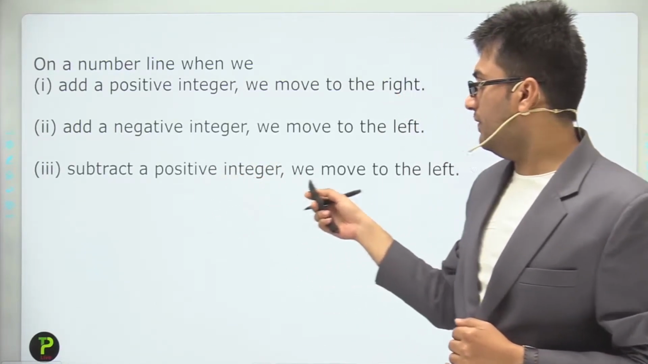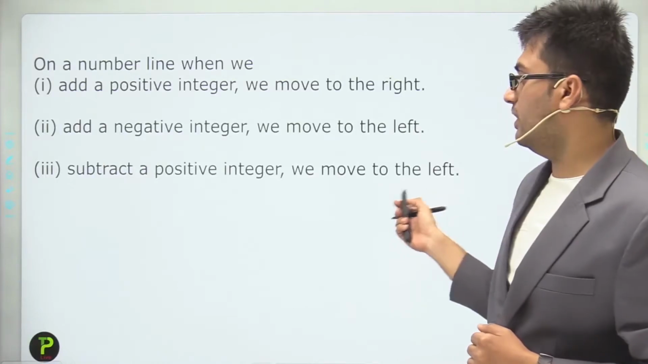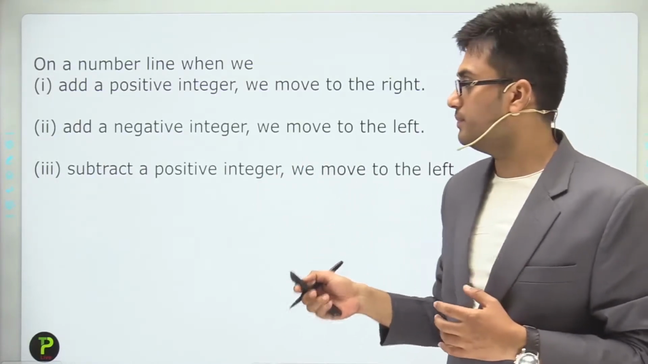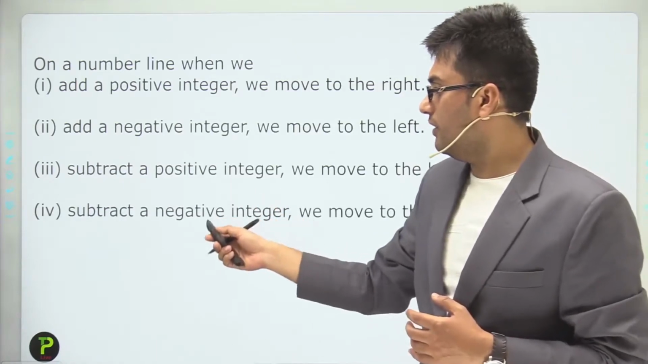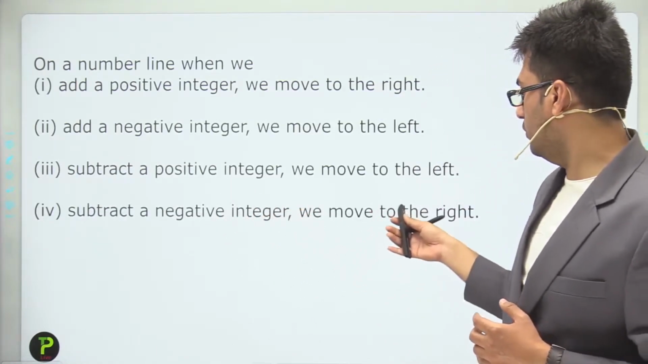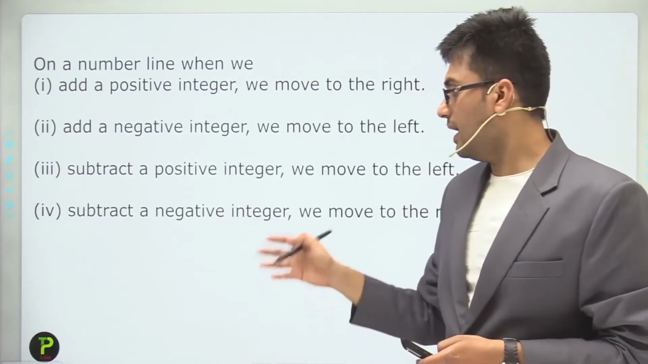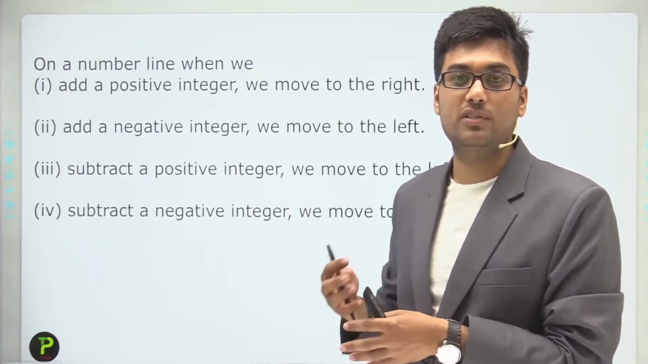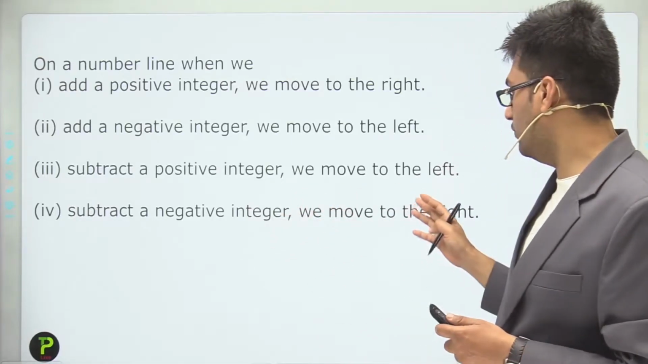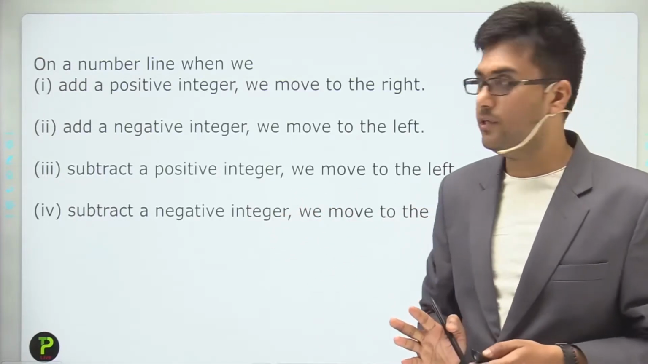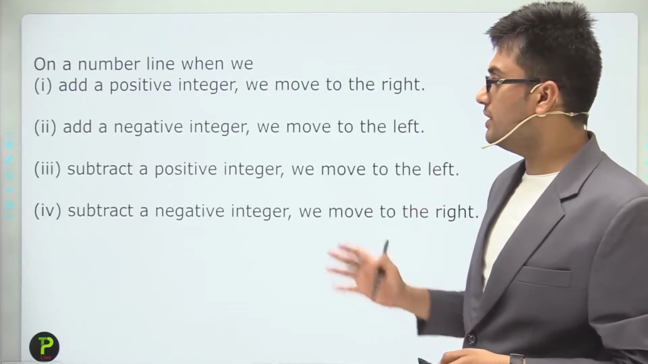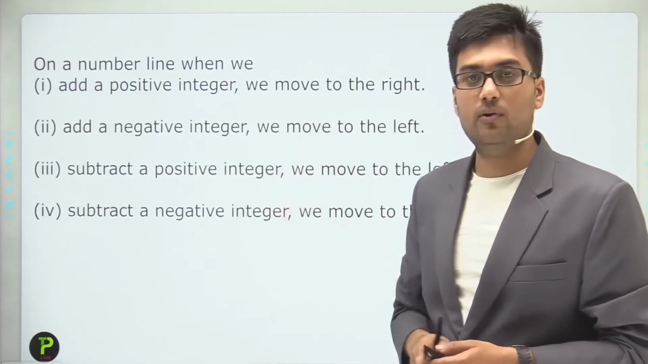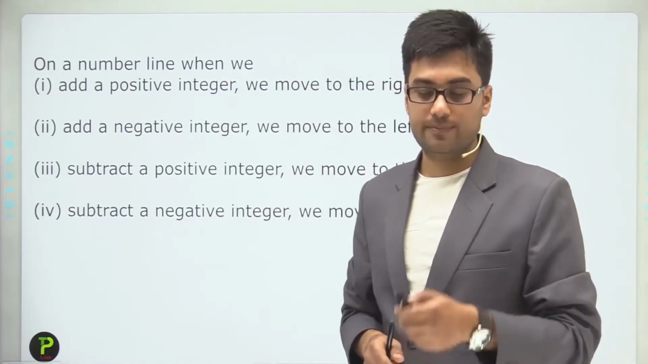If we subtract a positive integer, we move to the left. When we subtract a negative integer, we move to the right. When we subtract a negative integer, that means we have to add the positive integer, so we move to the right. Clear? Students, these are a few important points, and we already discussed them in the previous class.